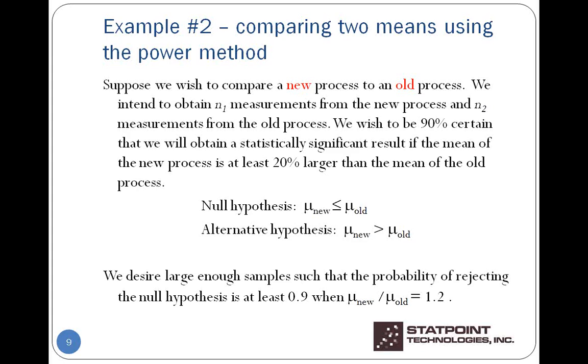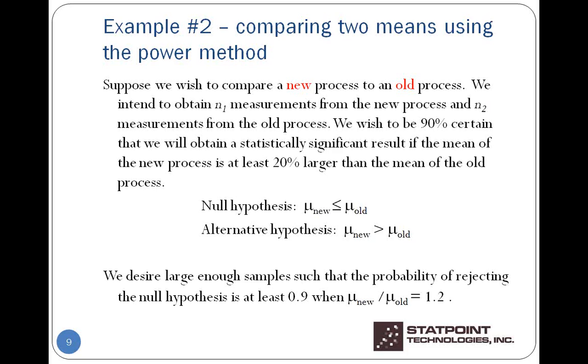Let's look at a second example, a little bit different. This is going to be an example of comparing two means. I'm going to suppose, to make it interesting, that I have two processes: a new process that I'm working on, which I think is much better than an old process, but I've got the old process as well, which we've used, let's say, for many years. I intend to take a sample of N1 measurements from the new process and N2 measurements from the old process, hoping, of course, to be able to prove that the new process is better than the old.